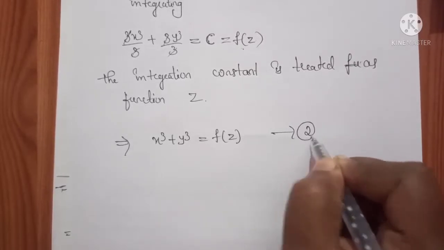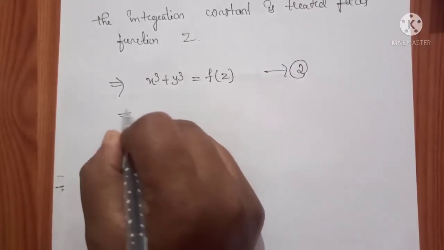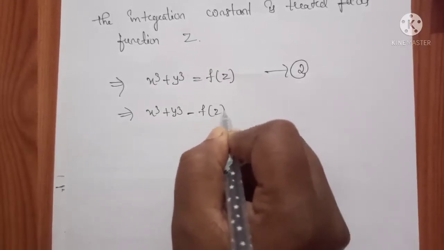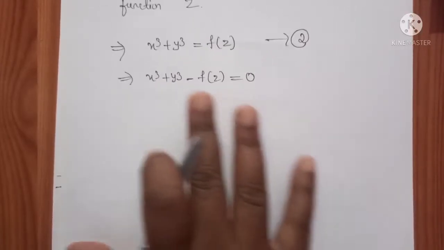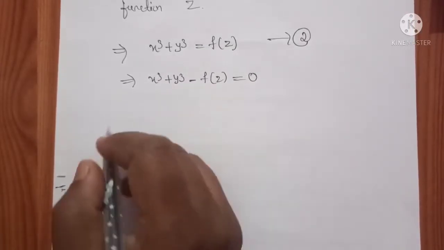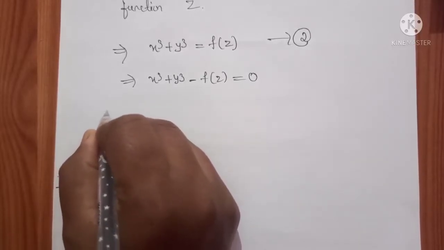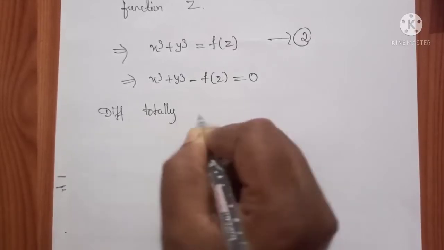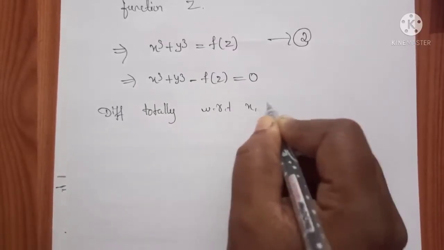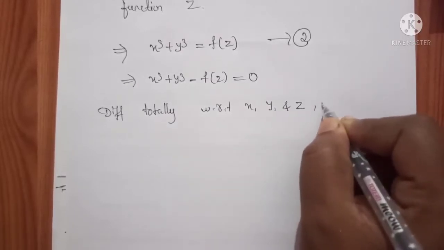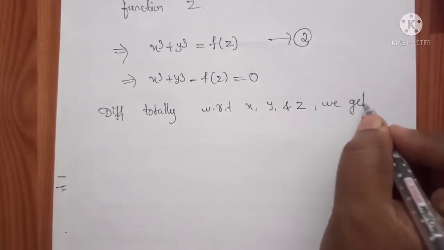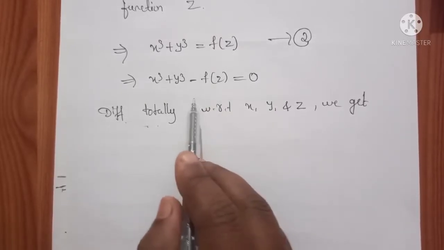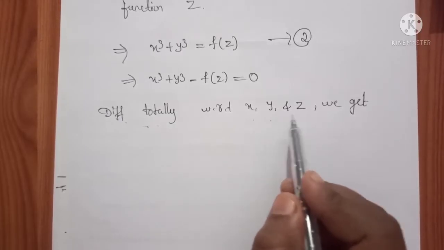Consider this as equation 2, or you may write this as x³ plus y³ minus f(z) equals 0. Now differentiating this totally with respect to x, y and z, we get, remember that we are differentiating this totally, that means each term is differentiated with respect to x, y and z.